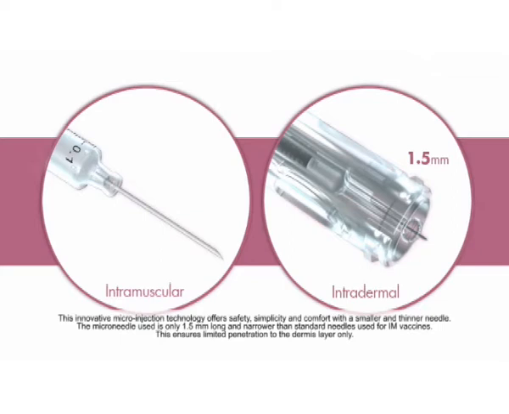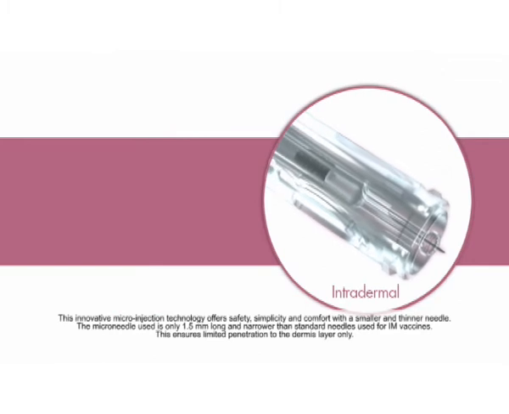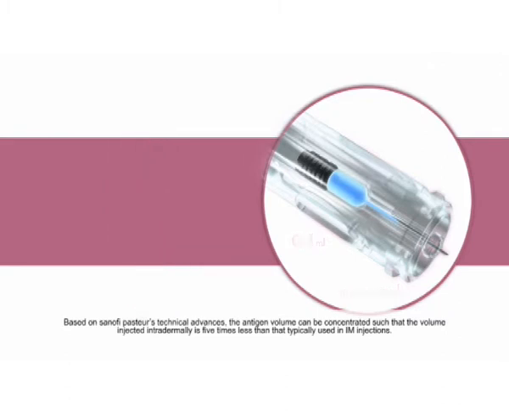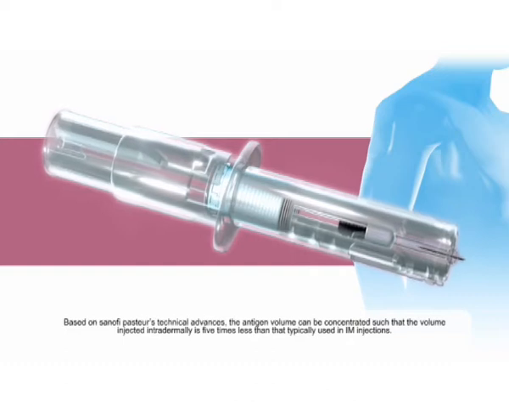The microneedle used is only 1.5 millimeters long and narrower than standard needles used for IM vaccines. This ensures limited penetration to the dermis layer only. Based on Sanofi Pasteur's technical advances, the antigen volume can be concentrated such that the volume injected intradermally is 5 times less than that typically used in IM injections.